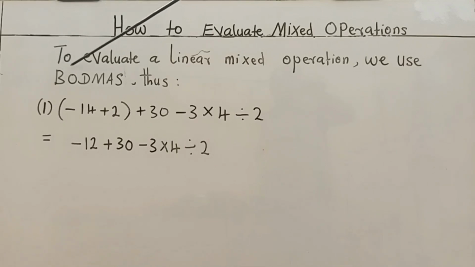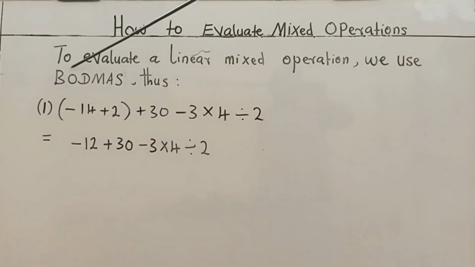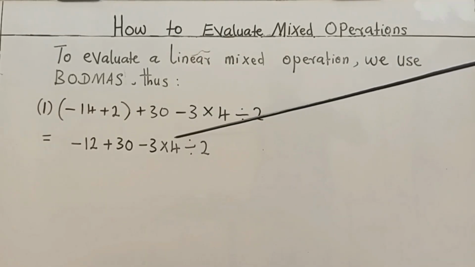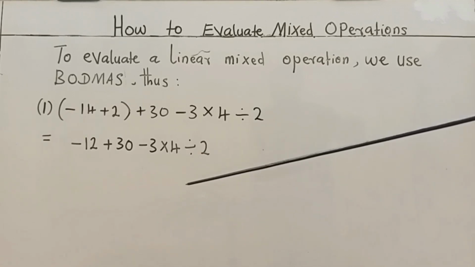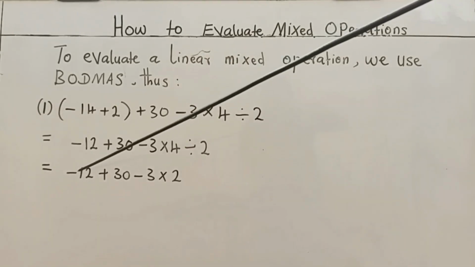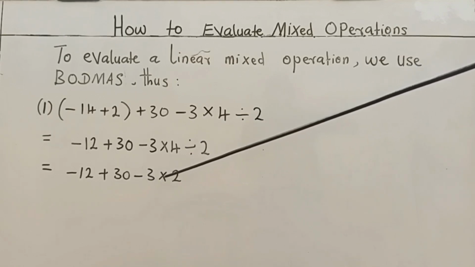Is there O in this operation? No, there is no O. So we discard O. Is there D in this operation? Surely there is division. See it here. That means the next thing we do is to isolate 4 and 2 and divide. Let's do it. Yes, see that next line of action? Minus 12 plus 30 minus 3 times 2.